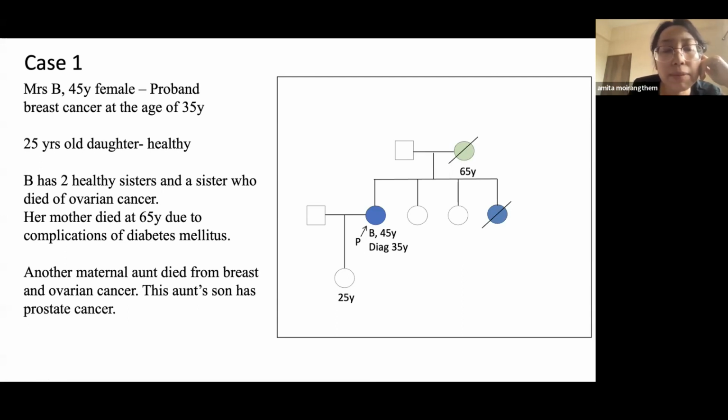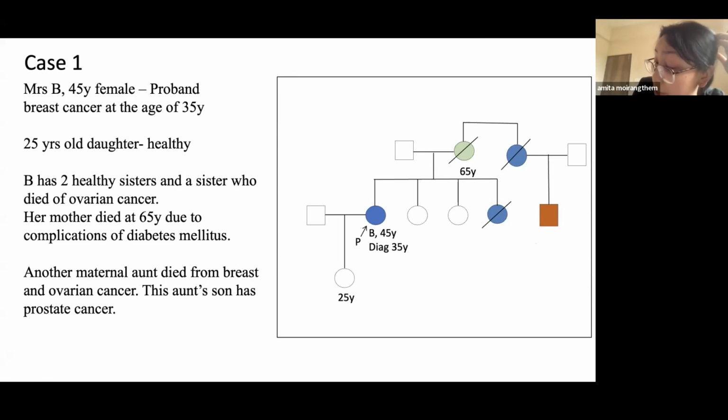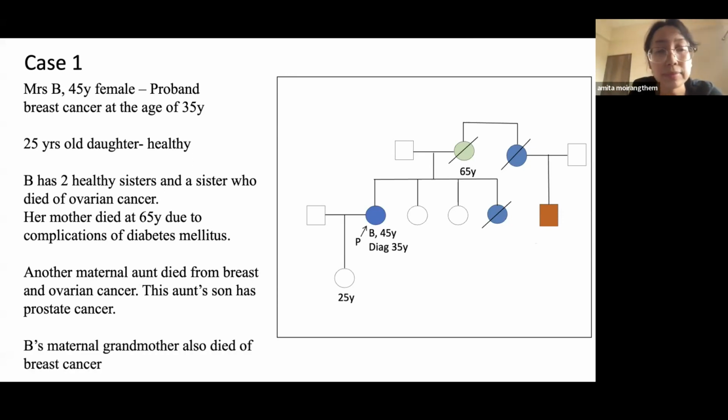Then we have another maternal aunt who died from breast and ovarian cancer. So this is the aunt here, the maternal aunt, who died from breast and ovarian cancer, and she has a son who has prostate cancer. I hope everyone is following this. It just needs some practice to draw this and understand it and make it comprehensive.